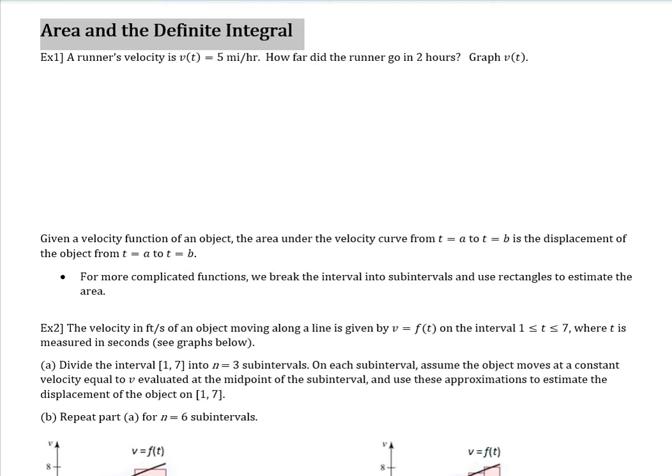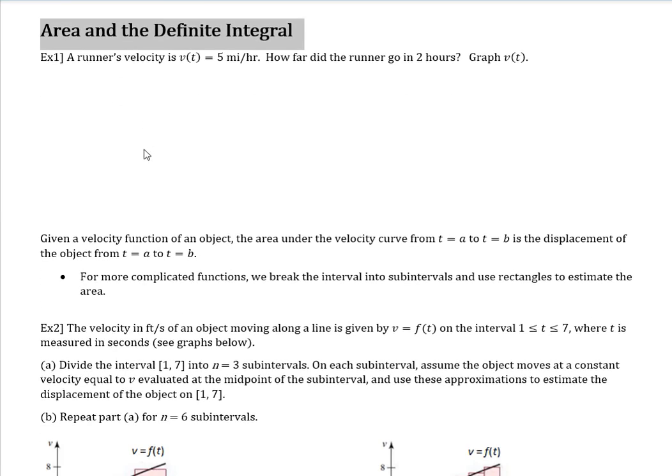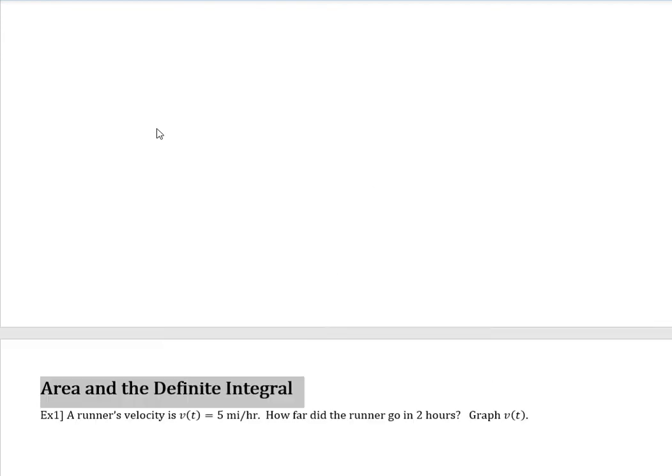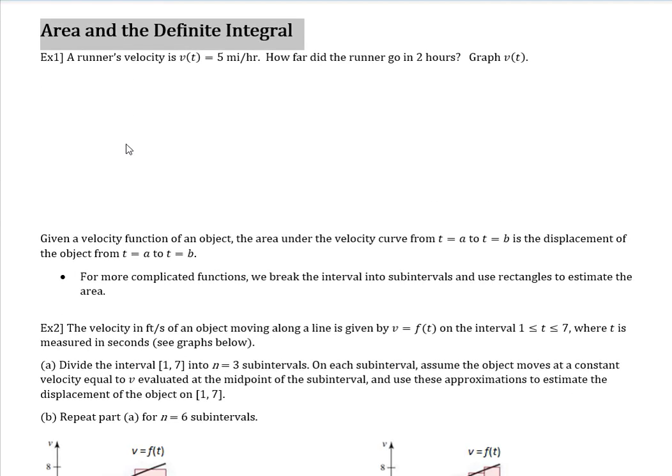Hi everyone, welcome to our video on area and definite integrals. What we're going to do with this video is show the connection to where we left off with integration. We did a bunch of integration problems in our previous videos, and now we're moving into area and definite integrals.